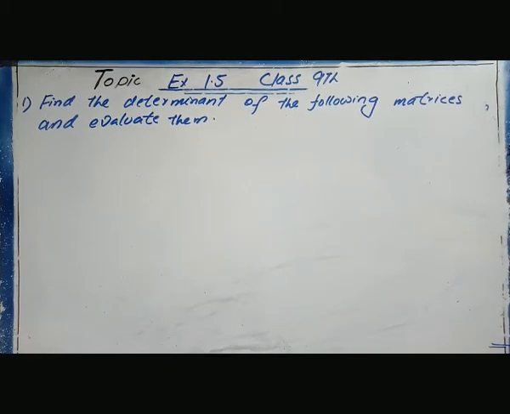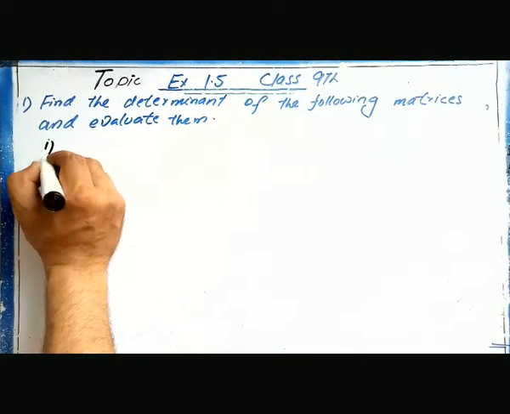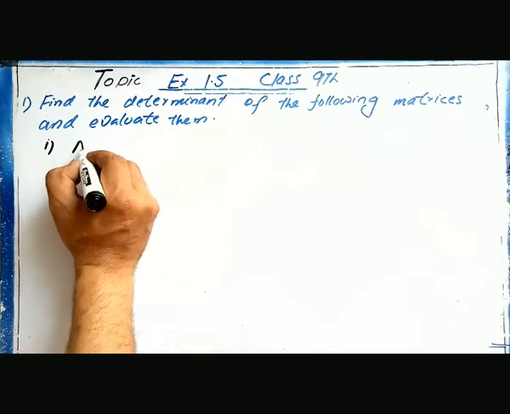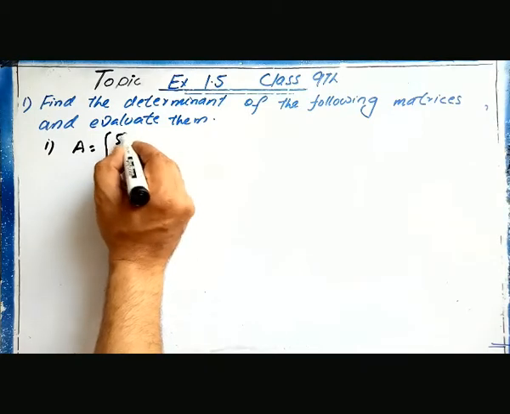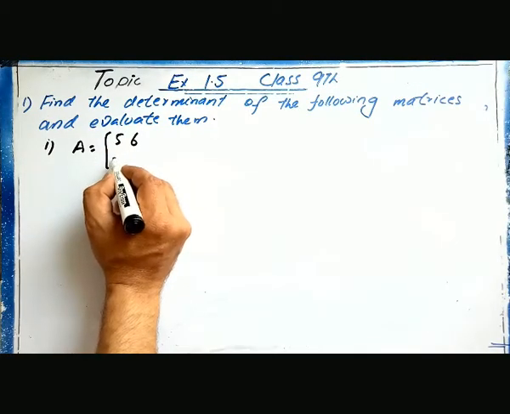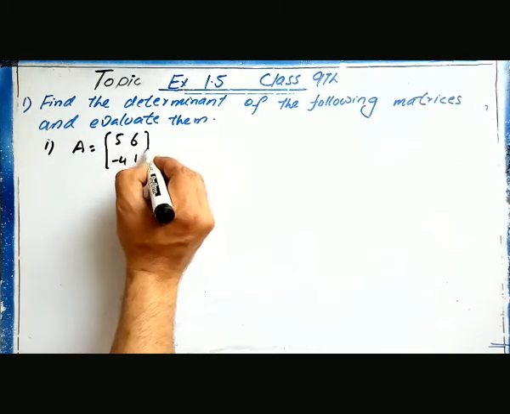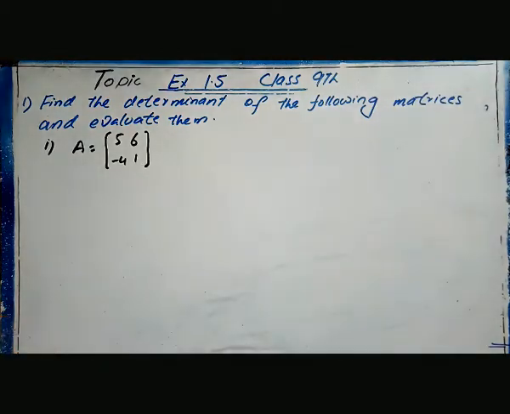Exercise number 1.5, class 9. Find the determinant of the following matrices and evaluate them. So, first part of this question is A is equal to 5, 6, minus 4 and 1. We have to find the determinant.